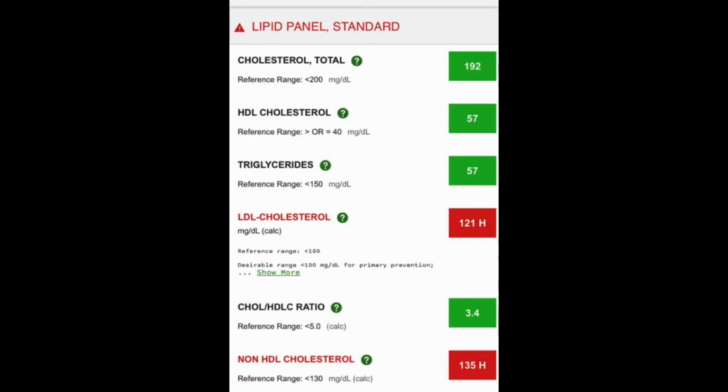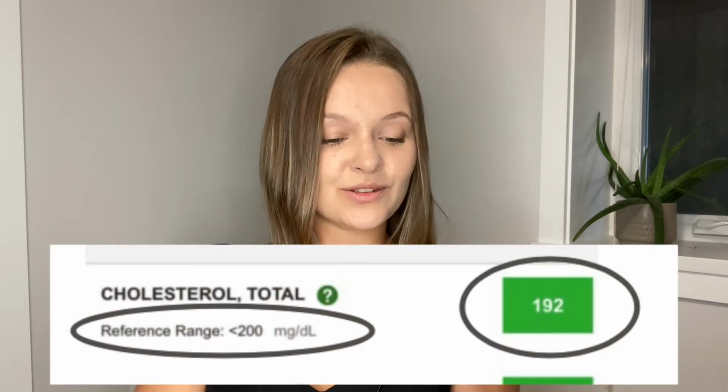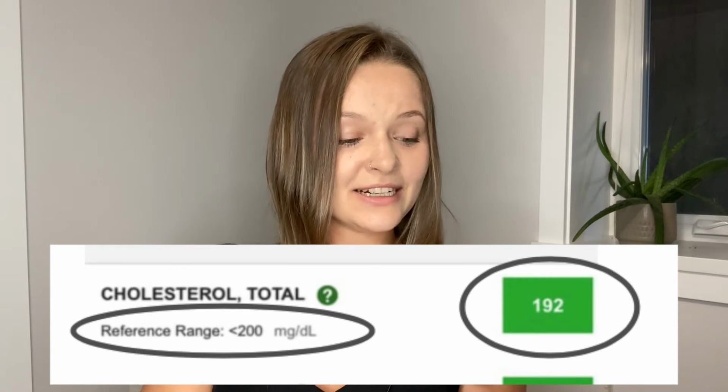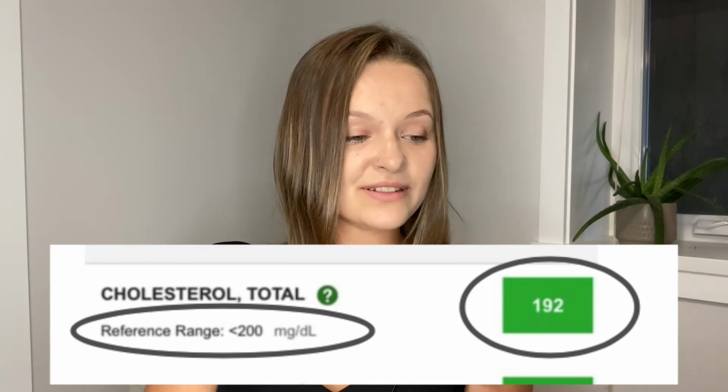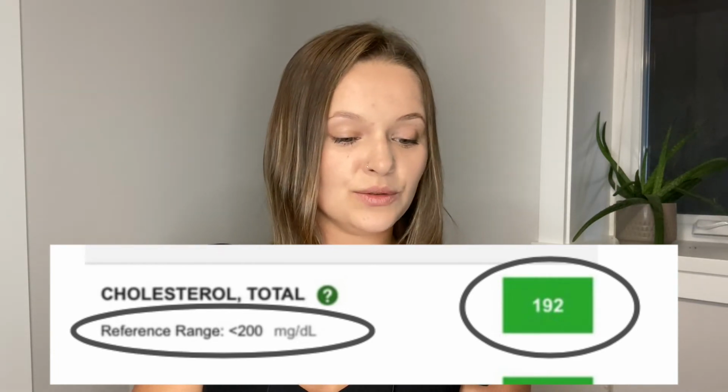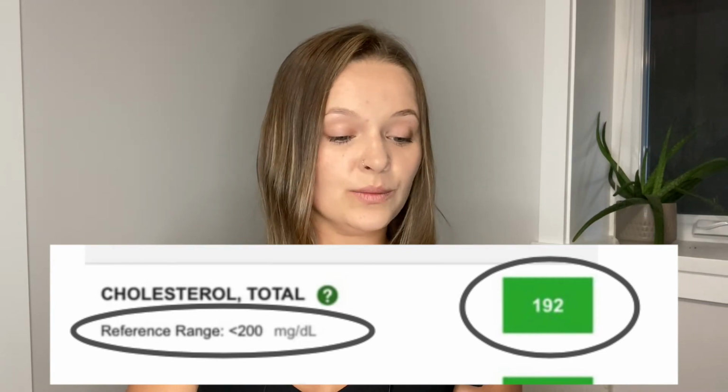These blood results are actually quite nice to read because they are color coded. We can see that the green results are okay and that the red means that they are abnormal. If these results were not color coded, we'd simply look at the result. So for the total cholesterol, it is 192 milligrams per deciliter, and if we compare that to the reference range, it is less than 200. So we know that it is in normal range.